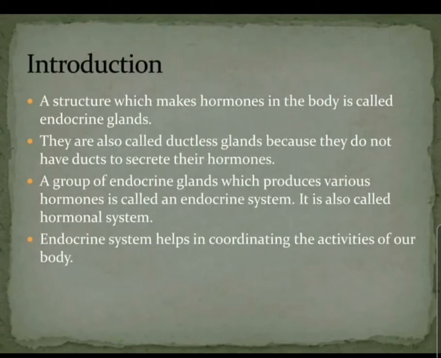A structure which makes hormones in the body is called an endocrine gland. They are also called ductless glands because they do not have ducts to secrete the hormones. A group of endocrine glands which produce various hormones is called an endocrine system. It is also called the hormonal system. The endocrine system helps in coordinating the activities of our body.